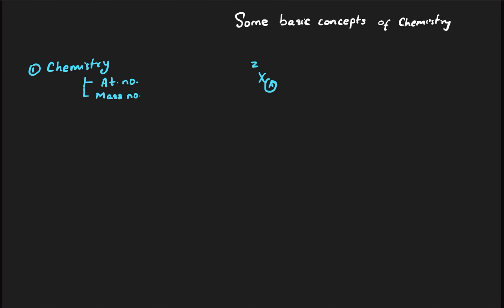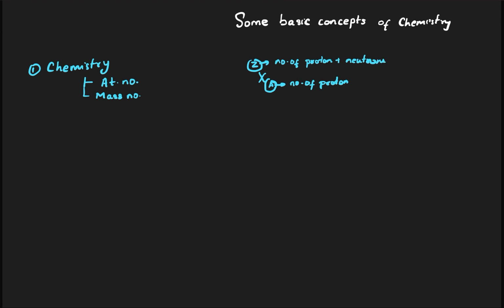A means number of protons that are present, and Z means number of protons plus neutrons. Now what is this neutron?